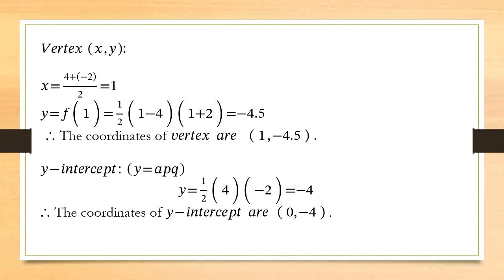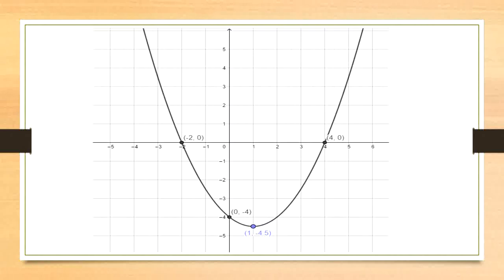As I have mentioned earlier, the value of y in the y-intercept and the value of the y coordinate in the vertex are different. See here, the y coordinate is negative 4.5, whereas the y-intercept is negative 4. So this is what I was telling. Y in case of the y-intercept is different from y in case of the vertex. Okay? Plot these values in the graph and your graph looks like this.